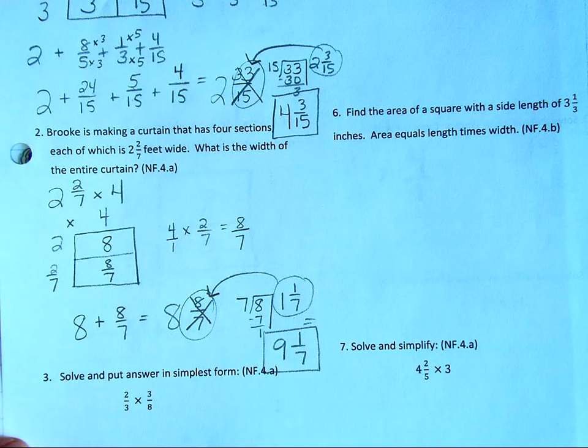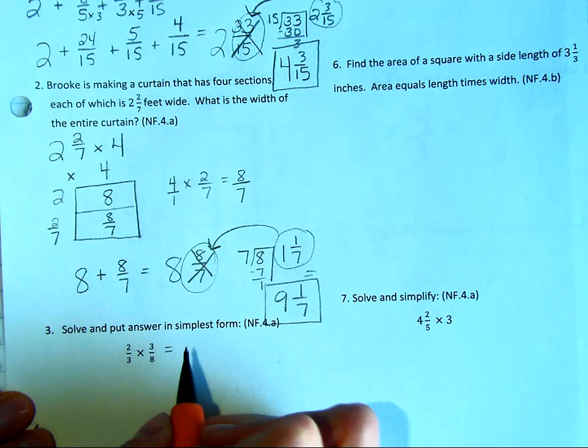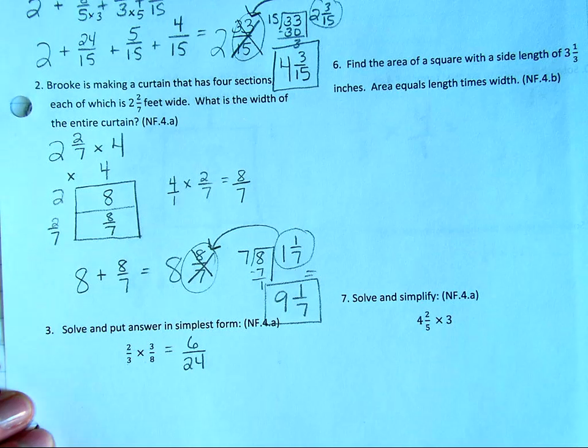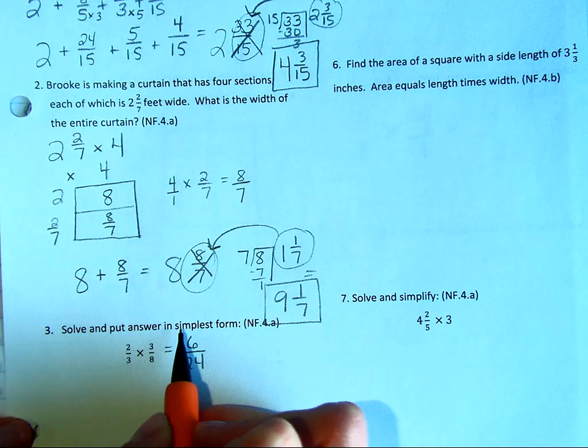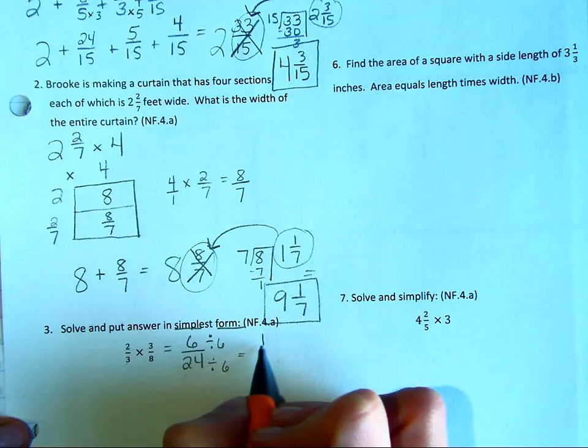Number 3, solve and put answer in simplest form. Because I'm multiplying a fraction by a fraction, I can just multiply the numerators. 2 times 3 equals 6. And then multiply the denominators. 3 times 8 equals 24. I can't leave it this way because it tells me I have to answer in simplest form. So I need to decide what number 6 and 24 both have in common. I know that number is 6. 6 divided by 6 is 1, and 24 divided by 6 is 4. So my final answer is 1/4.